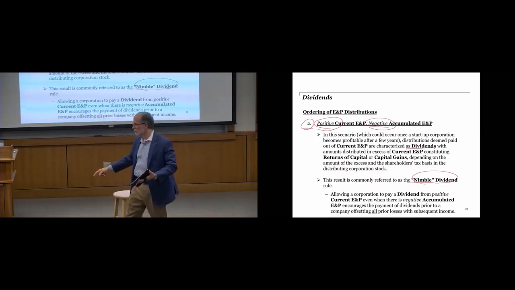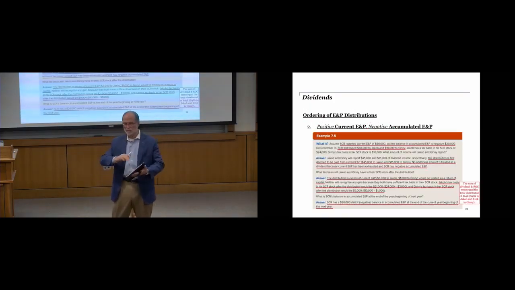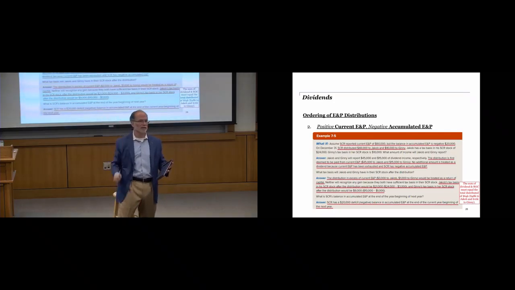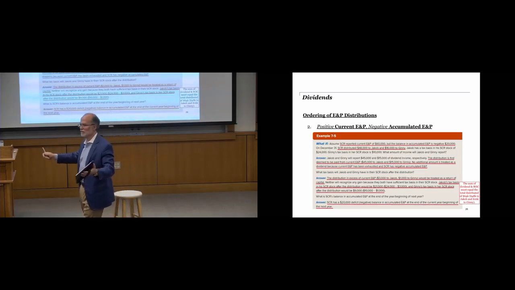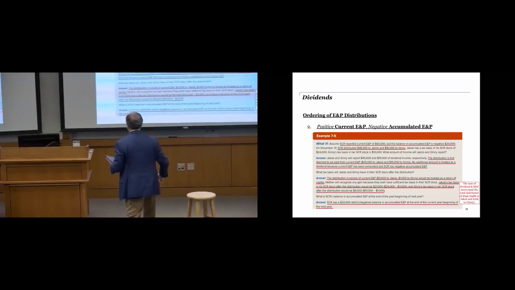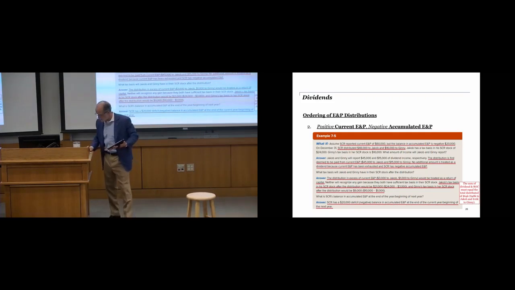Okay? So the second bucket, to me, is just think of minimal dividend, meaning I can pay a dividend up to the amount of my current E&P, even though I have an accumulated deficit. Okay, 7.5, Connor, this for us.